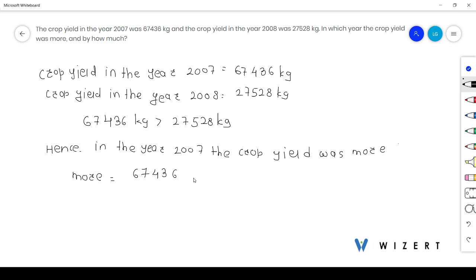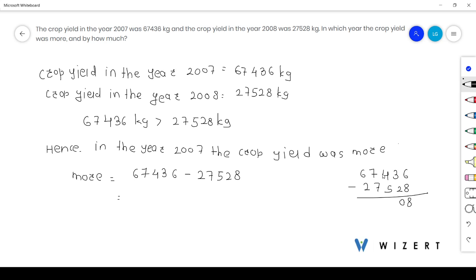67,436 minus 27,528. Now here 6 minus 8 is not possible. So we borrow from tens place, so that 6 will convert it to 16. 16 minus 8 is 8. 3 converted to 2. 2 minus 2 is 0.